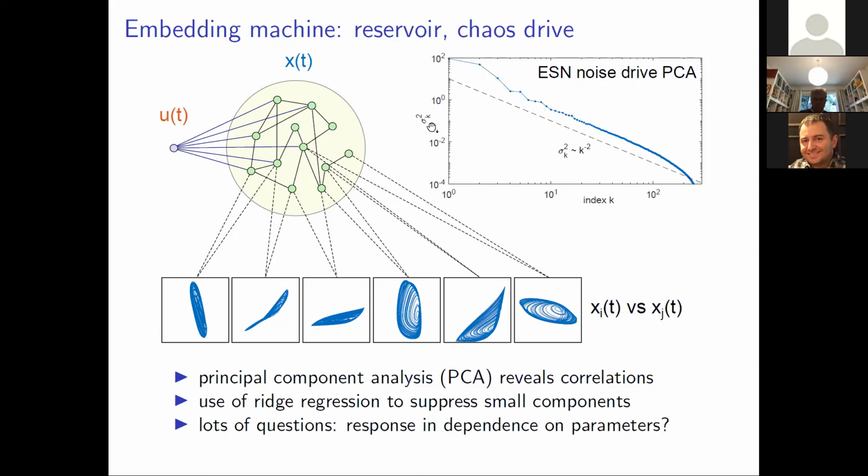Principal components, for those who are not so familiar with this, are actually just analyzing the covariance matrix of this response and looking at the eigenvectors, and the sigma_k squared are the variances of these signals in the characteristic directions. So keep that in mind.